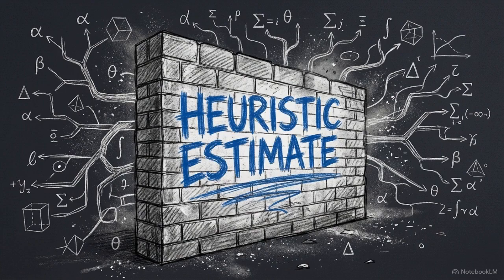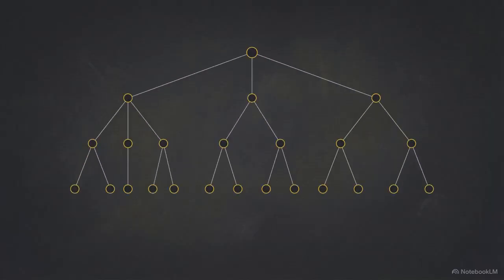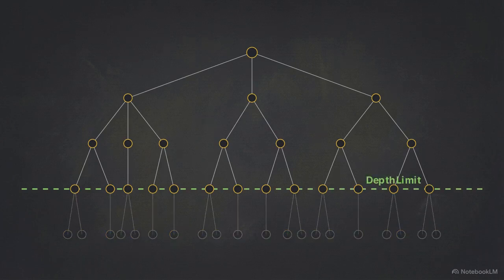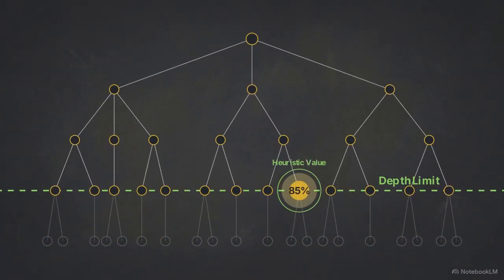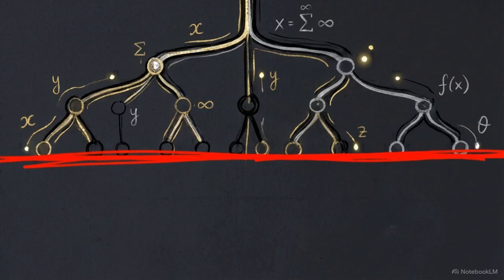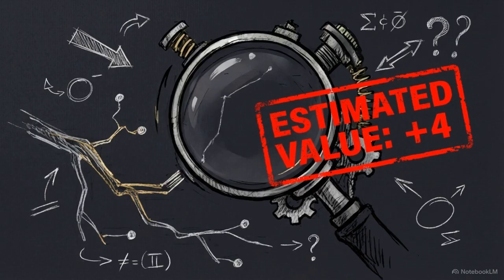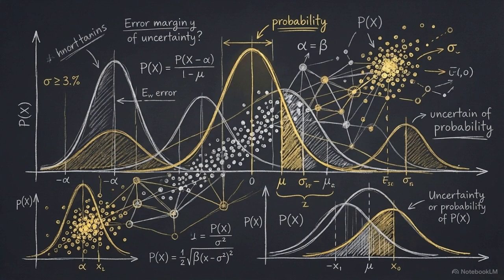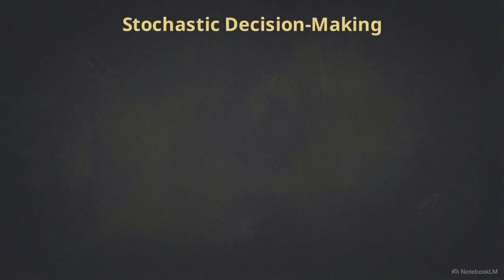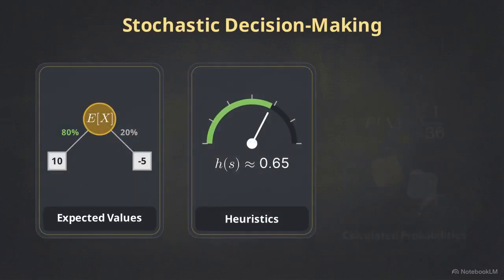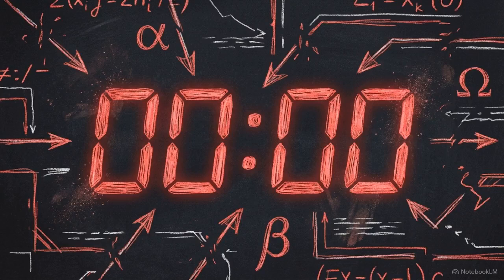An evaluation function is a heuristic formula that estimates the strategic worth of a non-terminal state without computing the game to its end. Instead of mapping an impossibly deep web of chance, the AI stops searching at a fixed depth and applies the evaluation function to assign a mathematical guess to its current position. To operate in stochastic environments, an AI must abandon perfect deterministic foresight. It relies instead on expected values, heuristics, and calculated probabilities to execute the best possible guess before the clock runs out.